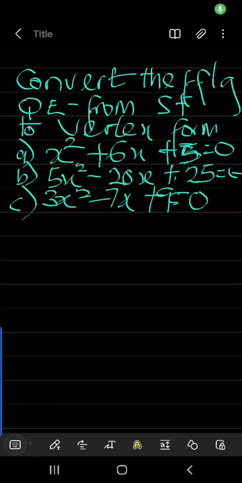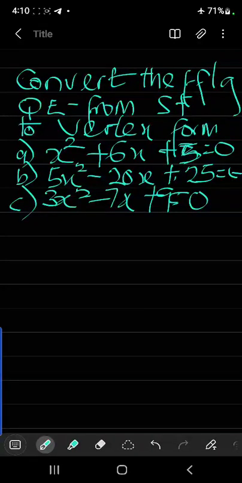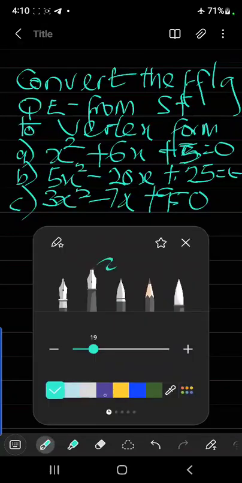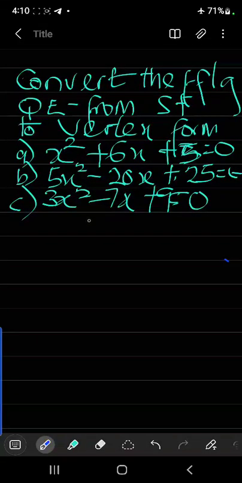So let's get to business. The next thing we have here is to convert the following quadratic equation from standard form to vertex form. That's the question. Convert the following quadratic equation from standard form to vertex form. Solution now.